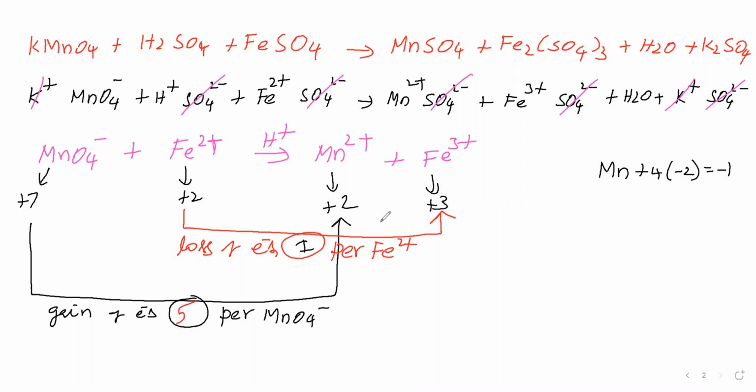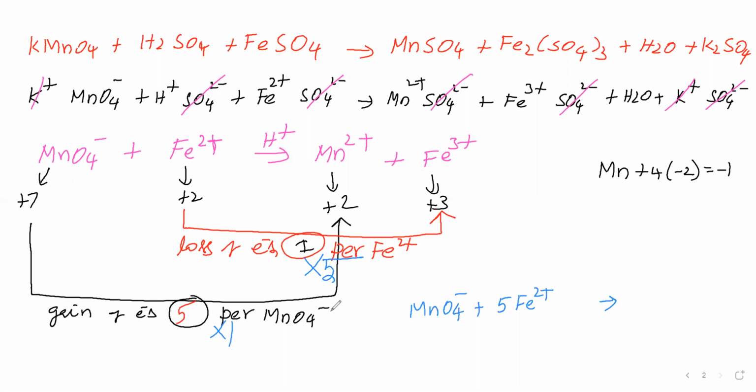Next, equalize the loss of electrons and the gain of electrons. To equalize them, multiply this with 5 and this with 1. Now the loss of electrons becomes 5 and the gain of electrons becomes 5. Therefore, we take permanganate 1 time, and Fe2 plus 5 times.